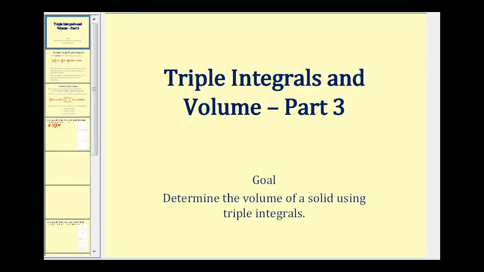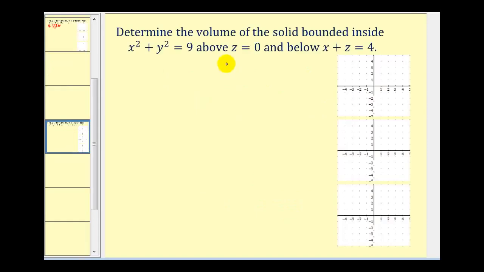Welcome to part 3 of triple integrals and volume. I thought we should take a look at one more example. Here we want to determine the volume of the solid bounded by x squared plus y squared equals 9, above z equals 0, and below x plus z equals 4.